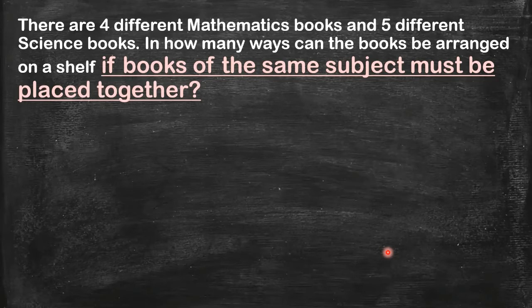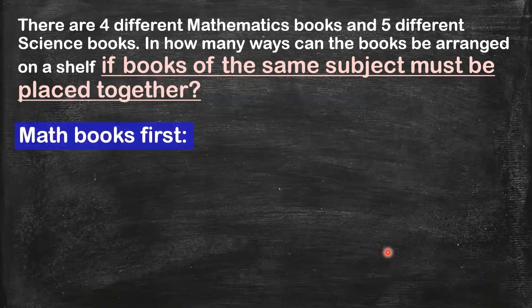So, for example, mathematics books muna. Lahat nung 4 muna na math books. And then, saka yung 5 science books. Or, pwede naman yung 5 science books muna and then yung 4 math books. So, here, we're going to use the technique that I taught you kanina about linear permutation problem. So, let's say we're going to consider math books first. We're going to arrange math books first.